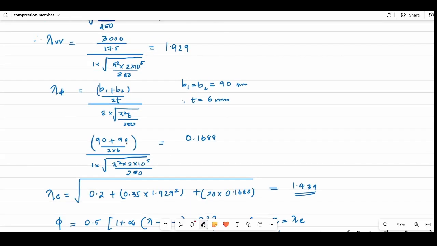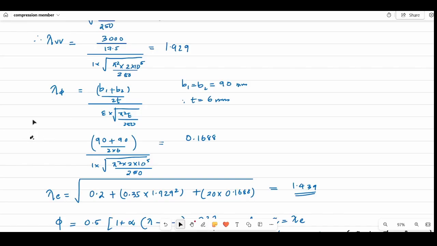So b1 is 90, b2 is 90, because we are using an equal angle section. This is what an equal angle section means: it is 90 by 90 by 6, where the thickness is 6. Okay, so b1 is 90, b2 is also 90. I'll be substituting the values, and I'll be getting a value of lambda phi as 0.1688.